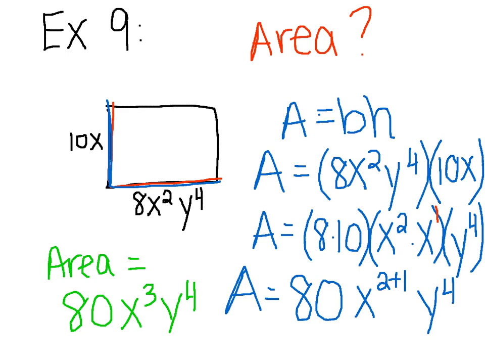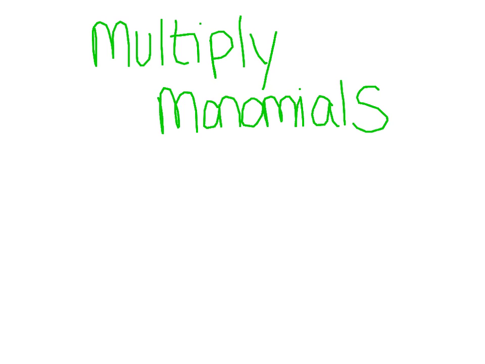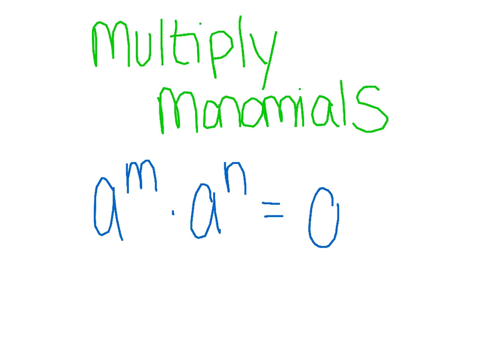It can become very useful later on in other math courses when you don't know what x is and you need to find different lengths and widths to get certain areas. So in summary, we learned how to multiply monomials, and we learned the rule. If we have a to the m times a to the n, we are going to keep the base and add the exponents. Very good.